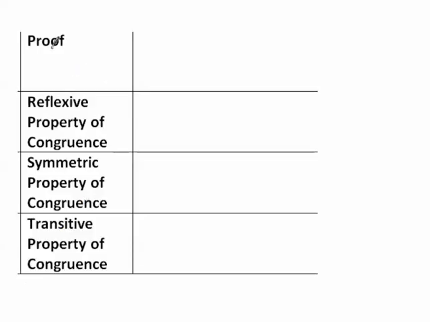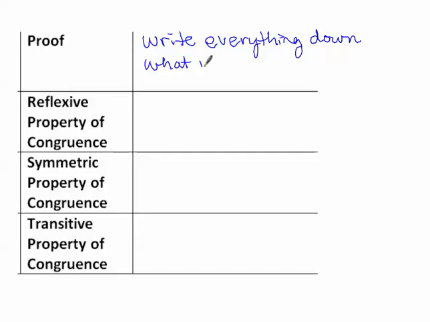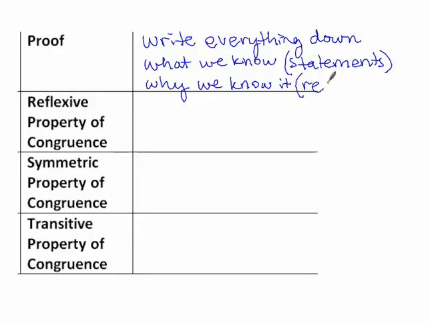Finally, when we say we're going to make a proof, that really just means we're going to talk through or write everything down. We're going to write what we know, and when we write what we know, those are the statements. Which angles are congruent to which angles, which sides are congruent to which sides. And we're going to write why we know it. And why we know it, that's the reasons.